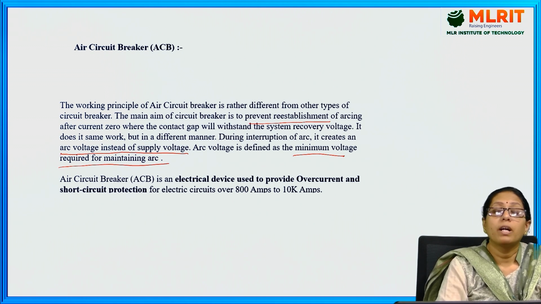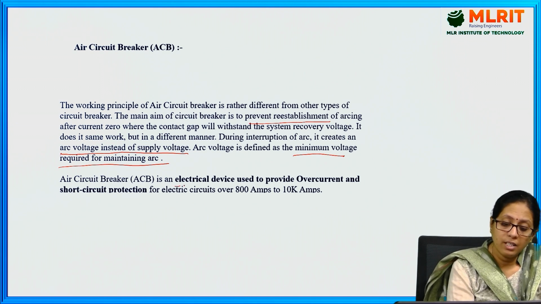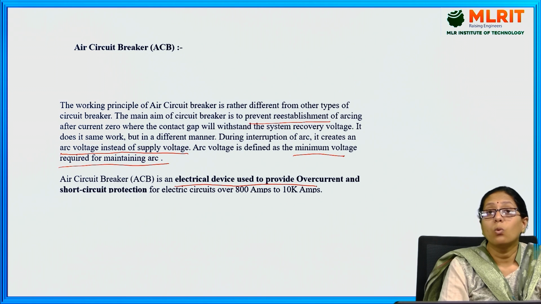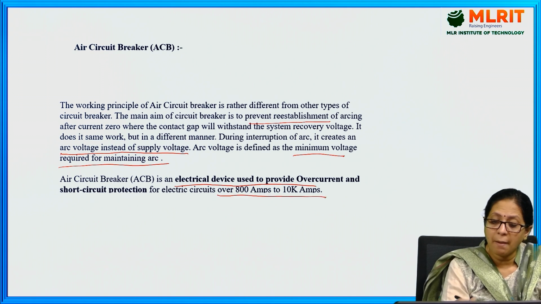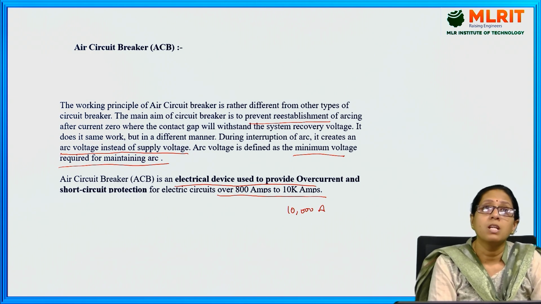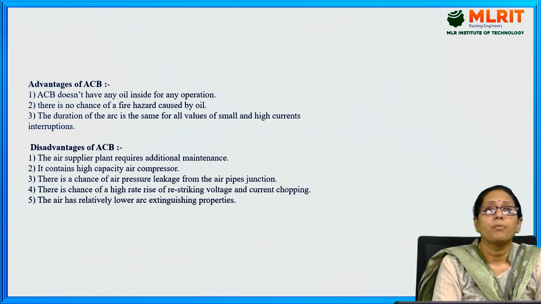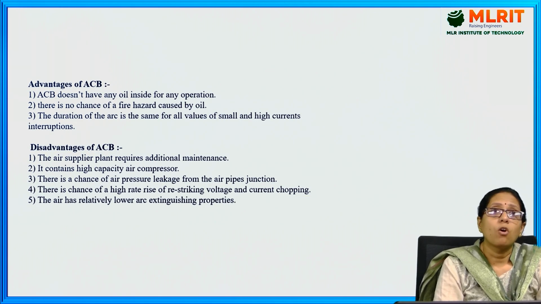The minimum voltage required for maintaining an arc is nothing but the arc voltage. The ACB is an electrical device used to provide overcurrent as well as short circuit protection for electrical circuits over 800 amperes to 10,000 amperes. So for currents of 800 amperes to 10,000 amperes, we will be using this ACB, air circuit breaker. What are the advantages of ACB?